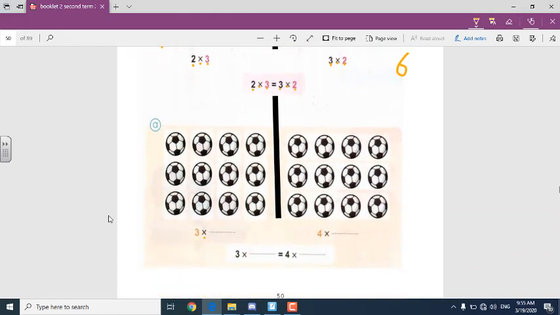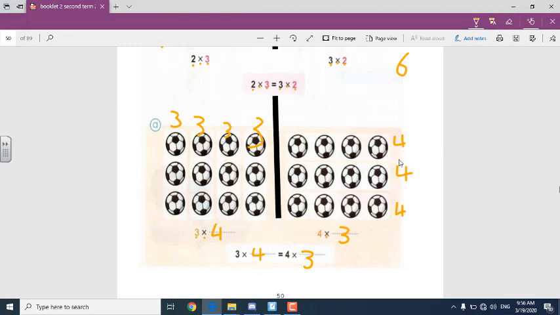And here I have in this column 3 balls. 3 repeated how many times? 4 times. So 3 repeated 4 times. And here in each row, how many balls? 4 balls. So 4 repeated how many times? Sorry, 3 times. 4 repeated 3 times. Okay, so 3 times 4 the same as 4 times 3.